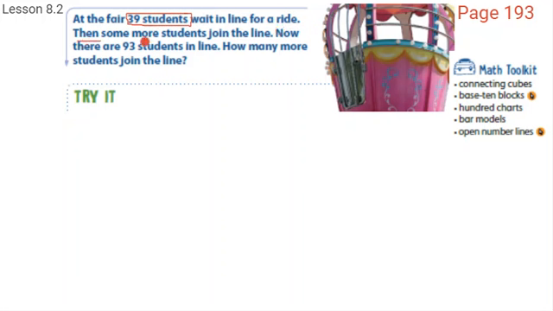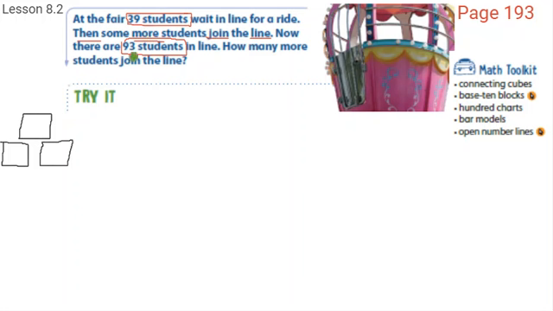Then, I'm going to underline that, more join the line. Now there are 93 students, so that's the whole that we have right now. How many more students join the line? I want to do a number bond here. I'm just going to draw my boxes. See how I just do this? It's automatic. It helps me understand the numbers that I have.